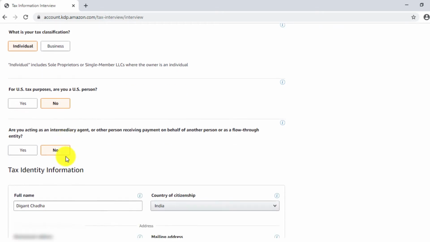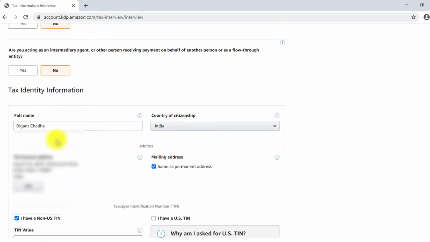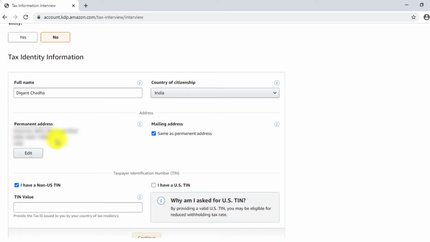Are you acting as an intermediary agent or other person receiving payment on behalf of another person or as a flow-through entity? I'm not an agent, therefore I would select no. Then it asks for my tax identification information. First, I would enter my name and my country of citizenship. In my case, I'm from India, so I have Indian citizenship.